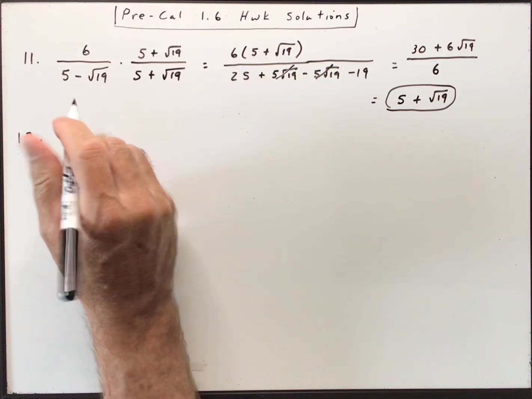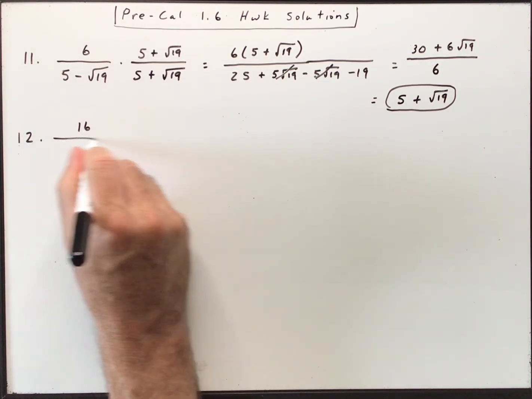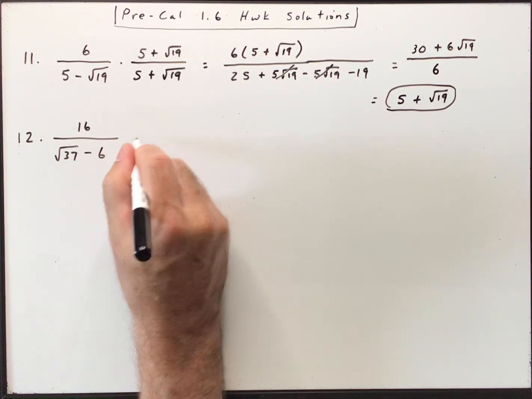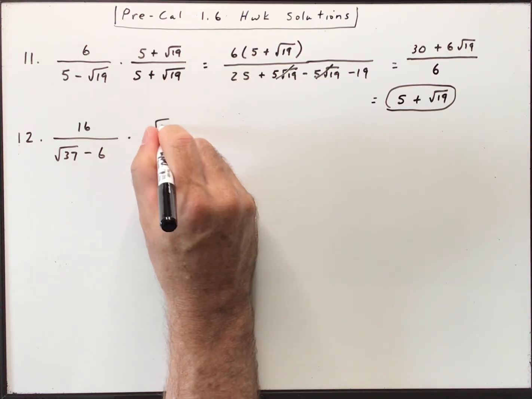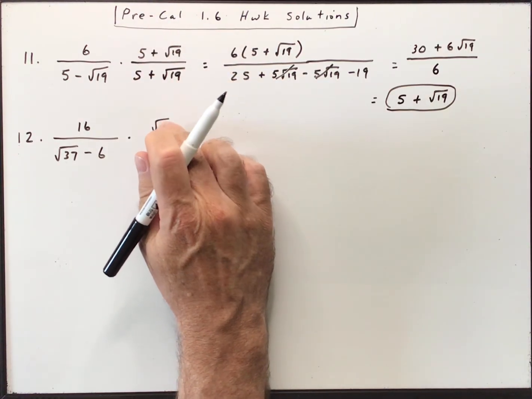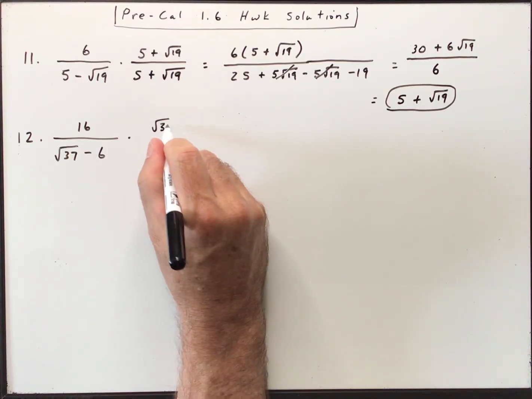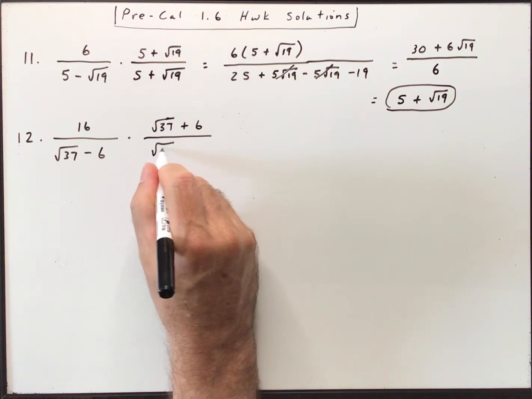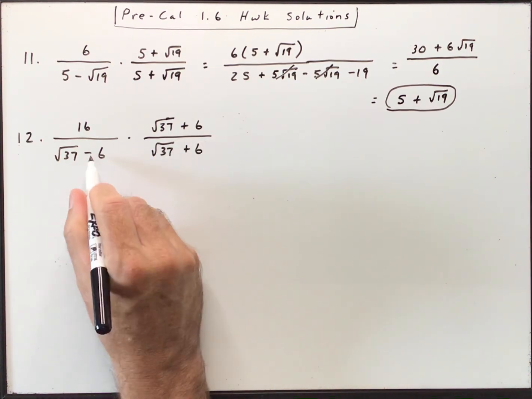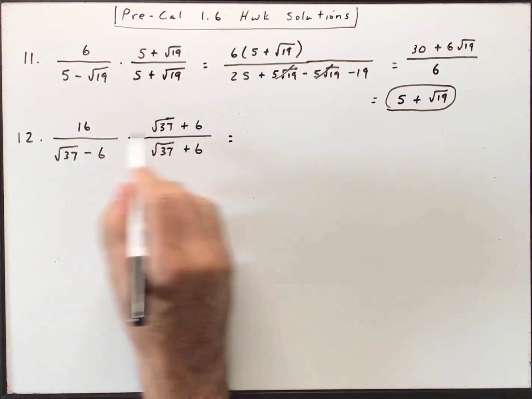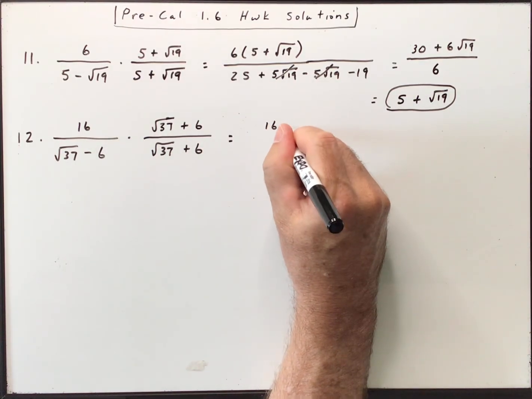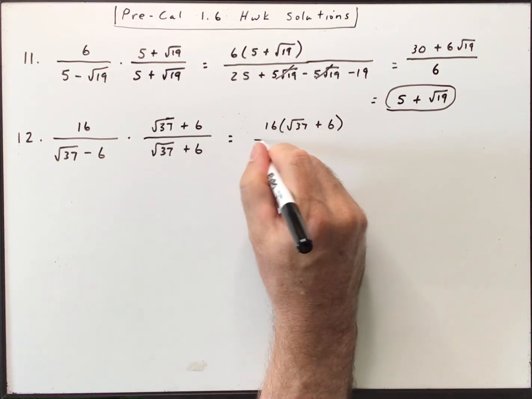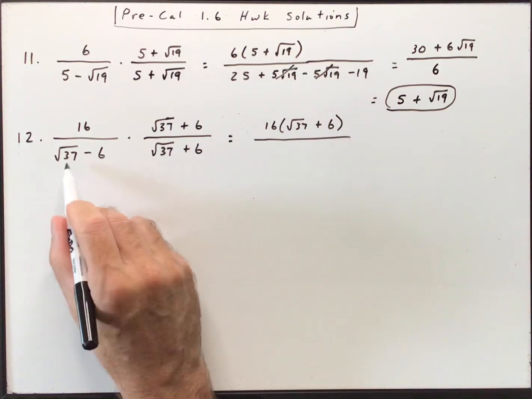All right, number 12. We've got 16 over the square root of 37 minus 6. So we want to rationalize that. Square root of 37 plus 6 over the square root of 37 plus 6. So just change the sign. So we'd have 16 times the square root of 37 plus 6 on top. I may expand that. And then we're going to FOIL this.